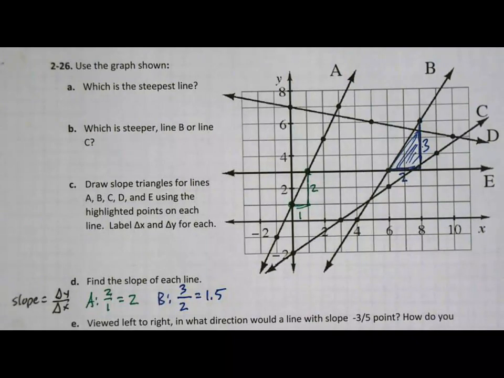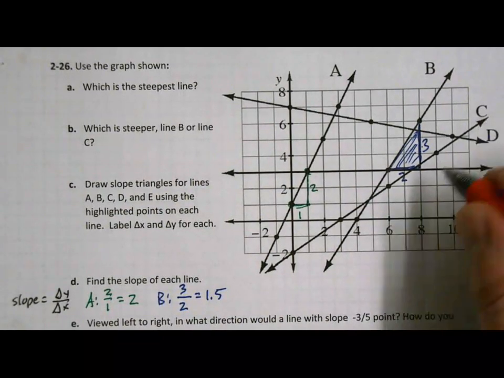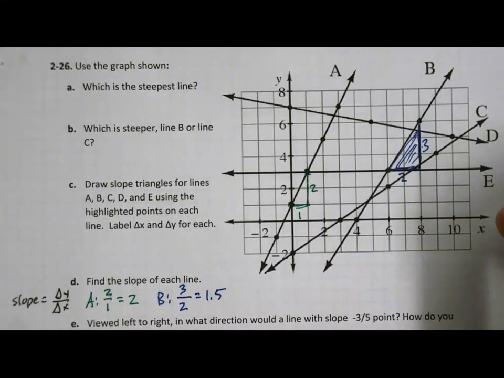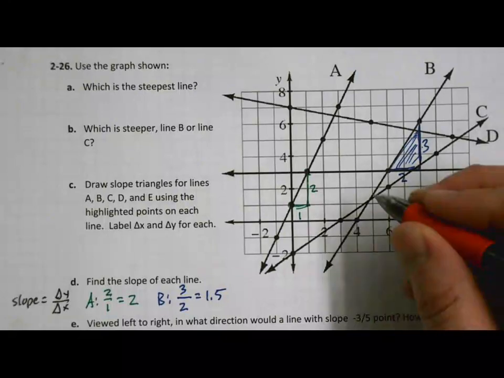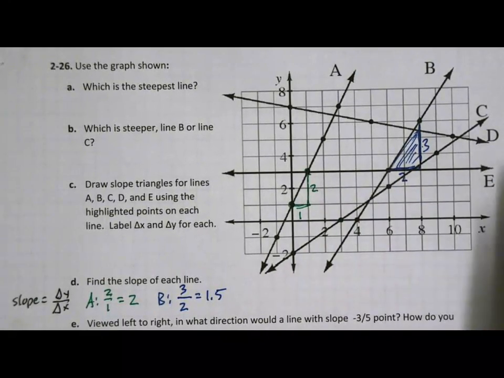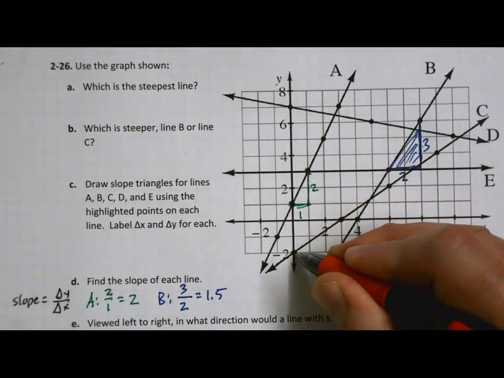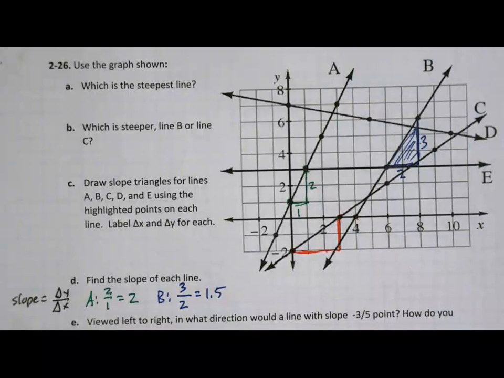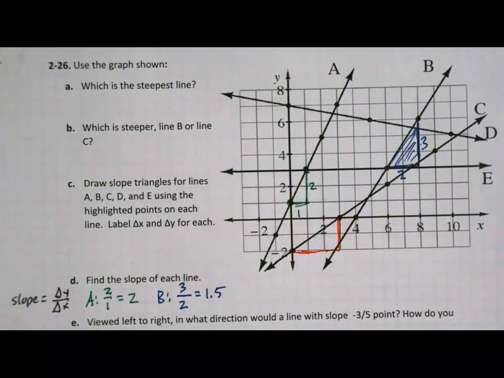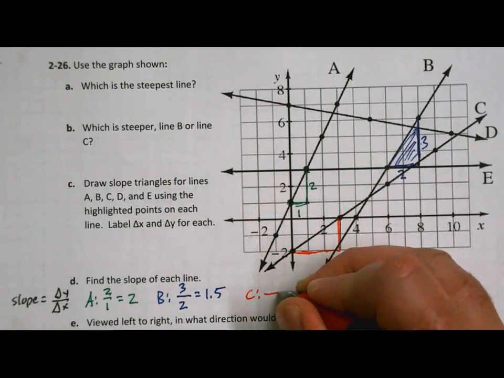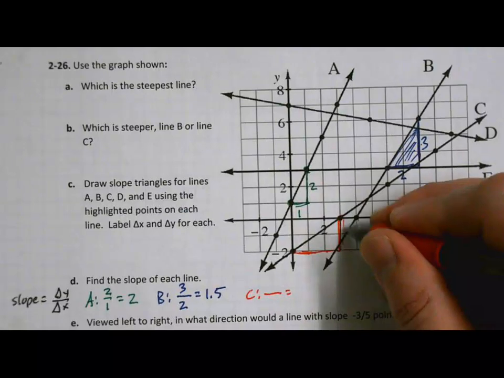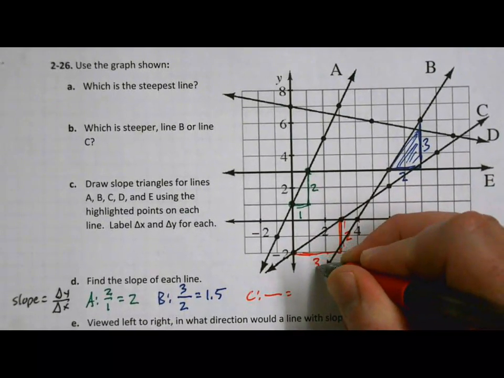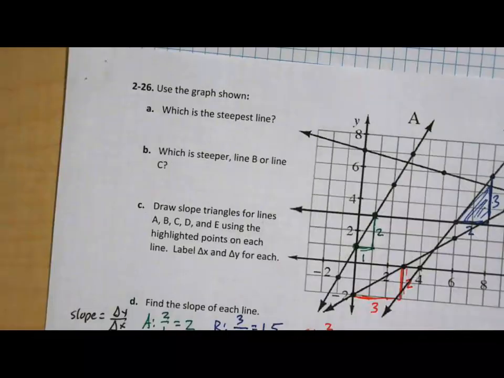Now, if you're feeling confident after watching those 2 examples, please try and do the slopes for C and D and E on your own. I'm doing C next. I need to pick a couple points. I think that I will go with, let's see, let's do this one and this one. So my slope triangle would look like this. Change in y, let me get my fraction set up. My change in y is 2, my change in x is 3. So I've got 2 over 3.